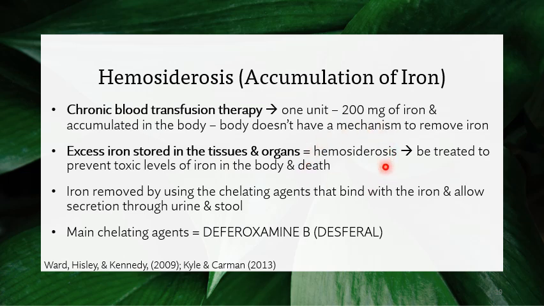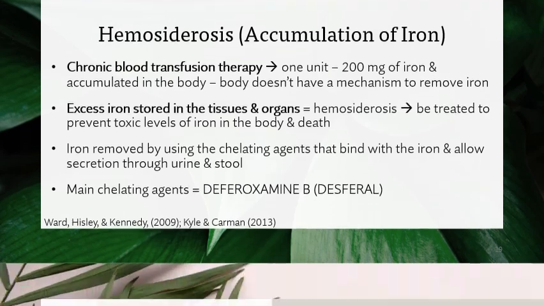And what we do is we need to treat this so that we prevent toxic levels of iron inside the body, and even prevent death because of the poisoning of iron. So what we do is we remove the iron by using chelating agents that bind with the iron and allow the excretion of iron through the urine and stool. And the main chelating agent that we know is deferoxamine B, or what we call Desferal.